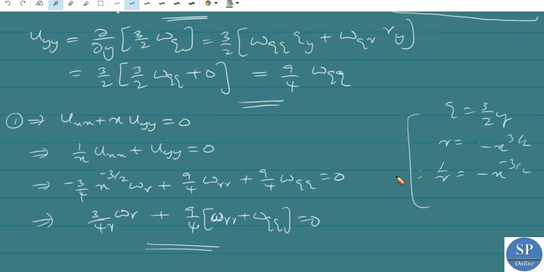Okay, so this will be the required canonical form, and the canonical transformation or canonical variables are given by q equal to 3 by 2 y and r equal to minus x power 3 by 2. Okay.